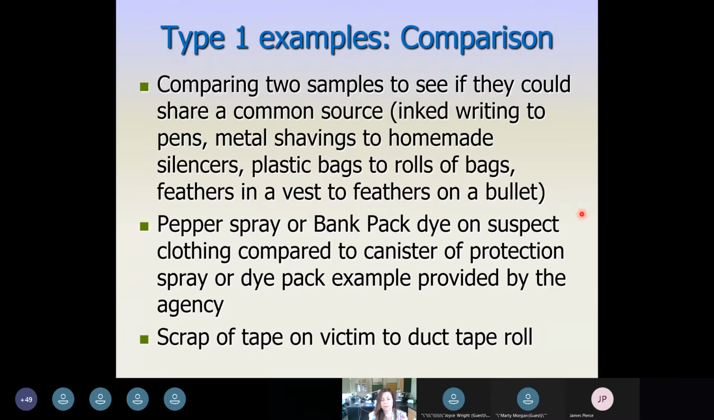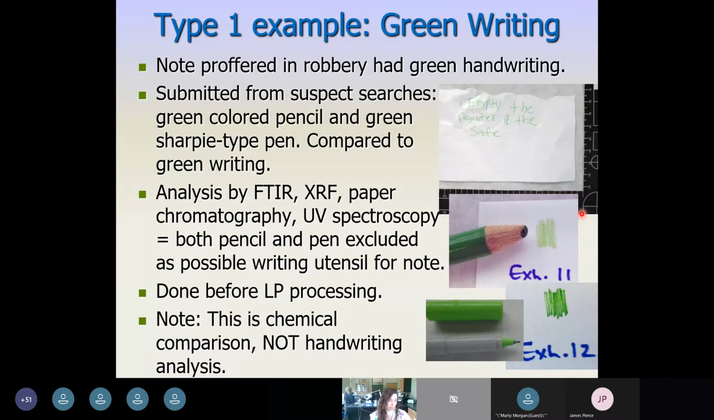And another common type of comparison we will do is between pepper spray from one of the canisters on somebody's clothing, or the bank pack dyes on clothing compared to a sample of the actual dye pack. And similar to the plastic bags, we can also do the same thing with tape. So if we can't make a physical fit, we may be able to analyze the adhesive and parts of the tape to determine if they are associated or excluded. And Chris will now give you an example and then talk about the second category.